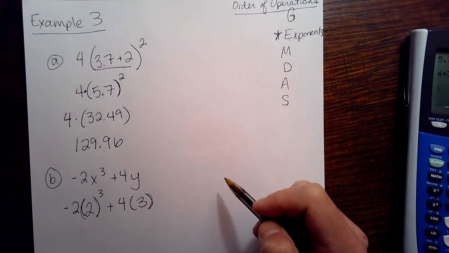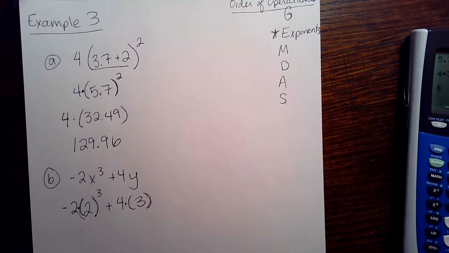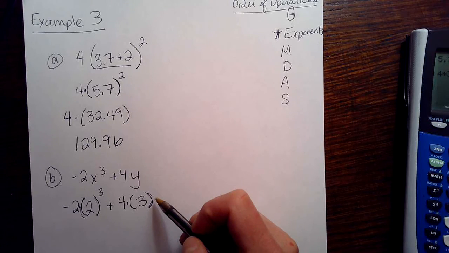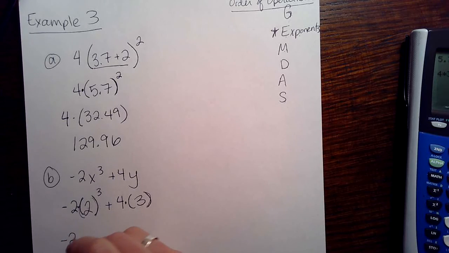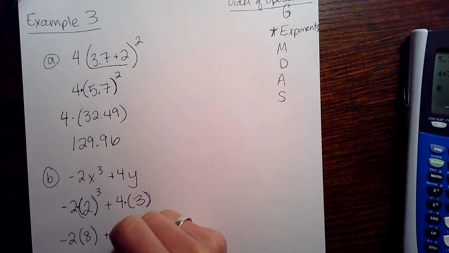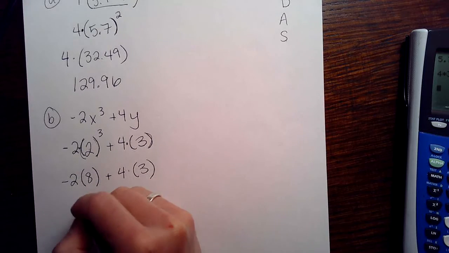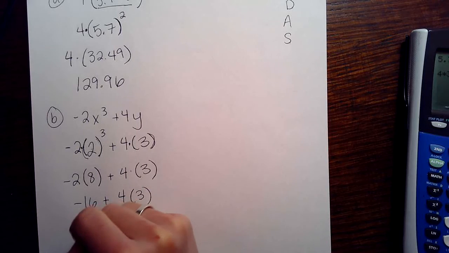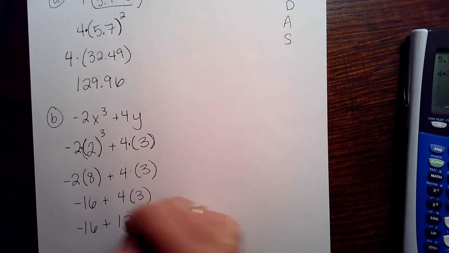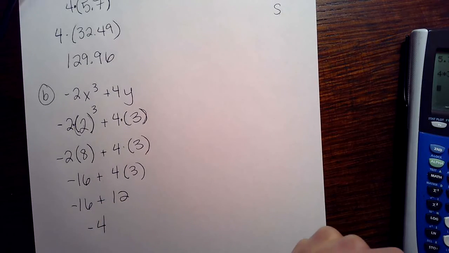Next is exponents. And again, the 4 parentheses is 4 times and negative 2 times. So first, I need to do my exponent, 2 to the third power. I can plug that into my calculator. 2 to the third power is 8. I have multiplication, and I usually work from left to right. So negative 2 times 8 is negative 16 plus 4 times 3. 4 times 3 is 12. And finally, I add these together. And my answer is negative 4.